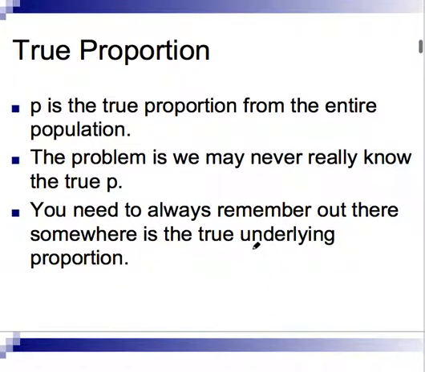Going from that smaller set, now we want to look at the true proportion. So P is what our actual value is. P is the true proportion from the entire population. If we were able to poll every single person who lives in the United States or in a particular state, and ask them our question about whatever characteristic we're looking for, P is that true proportion. But unfortunately, we never know what that really is. There could be people who are not there that day or don't participate in our survey. So we need to always remember that out there somewhere is what that proportion is.